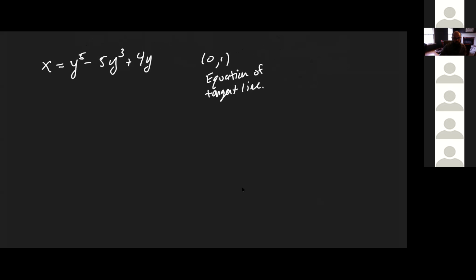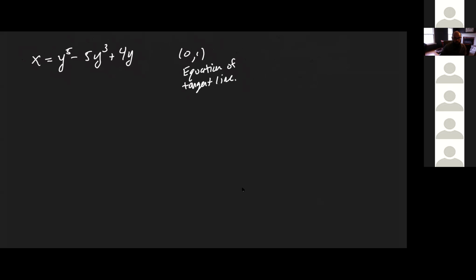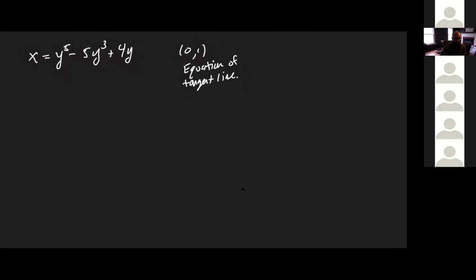All right, so we've got our equation here. As we're taking this derivative, find the equation of the tangent line. Is anybody stuck on anything, or are we moving along pretty well?